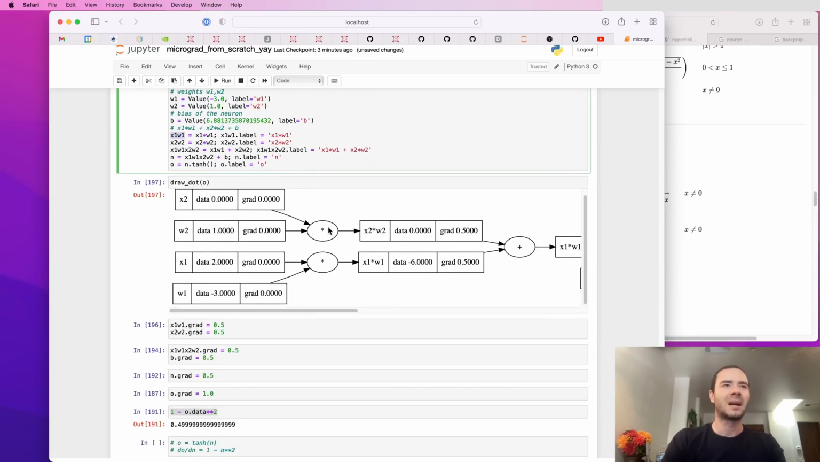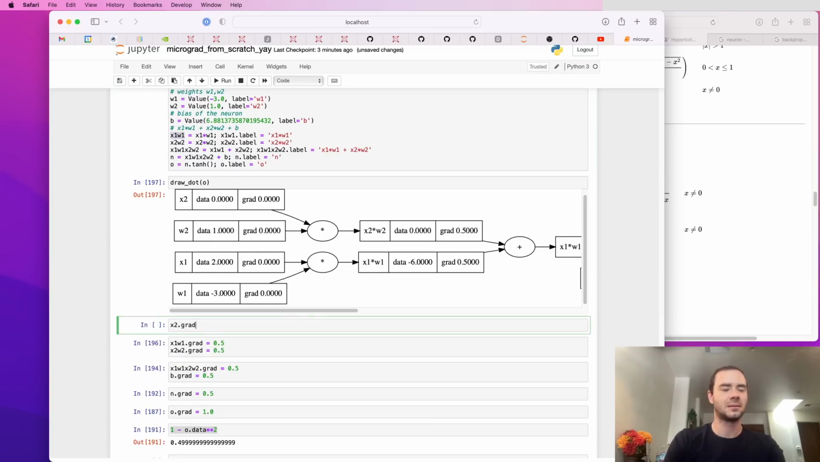So now backpropagating to x2 and w2 first. This is a times node. So we know that the local derivative is the other term. So if we want to calculate x2.grad, then can you think through what it's going to be?